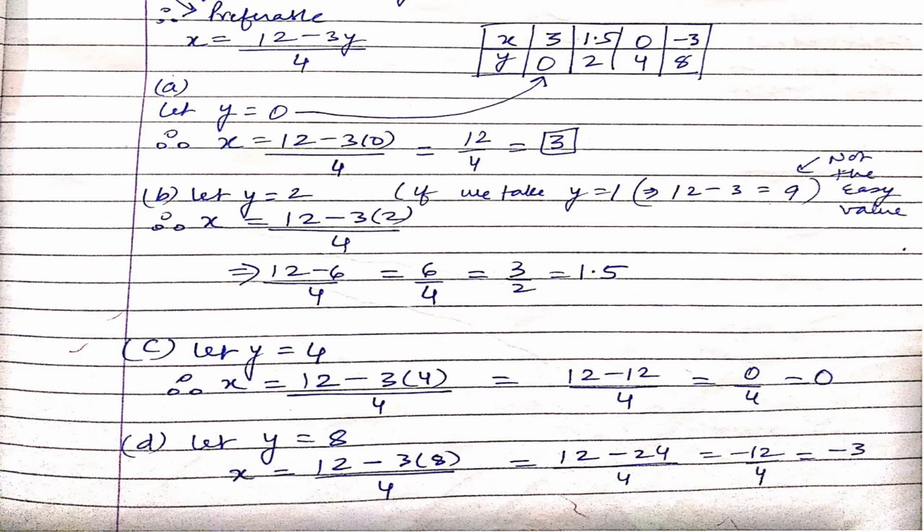Simple. First you write the equation like this, then you will keep on putting the value of y and obtain value of x. It is simple. We assume values of y and find what value we are getting for x. So first case, let y be 0. When you put y equal to 0, what happens? The equation is 12 minus 3y, so it is 12 minus 3 into 0 upon 4. So it becomes 12 upon 4, and 4 3s are 12. So we have got value of x as 3.